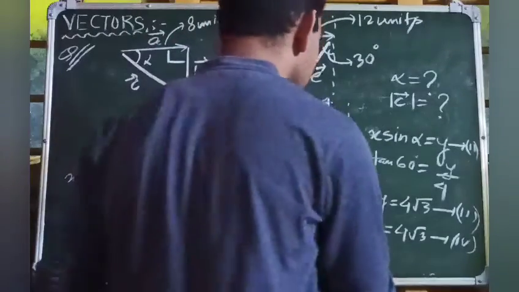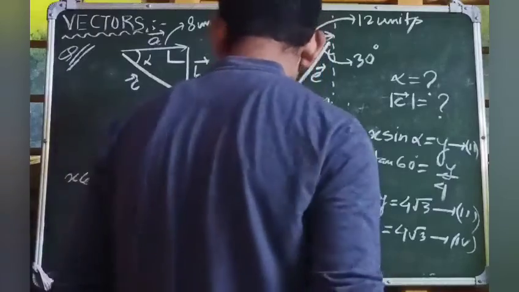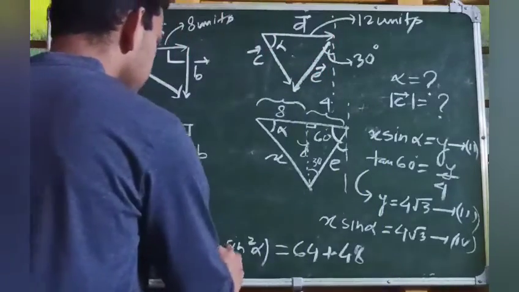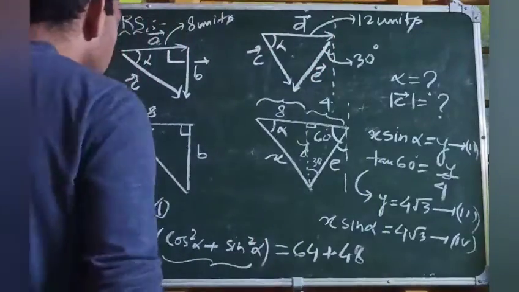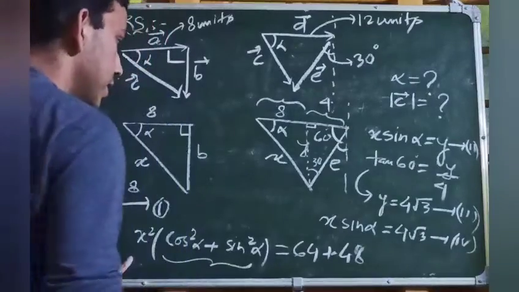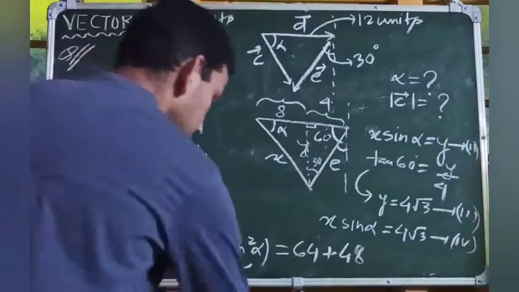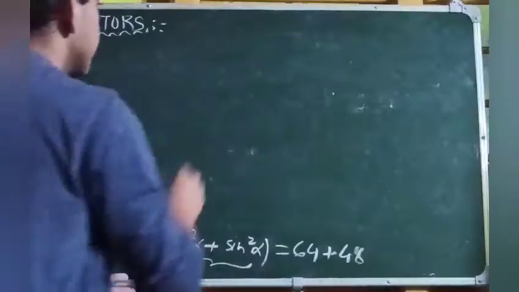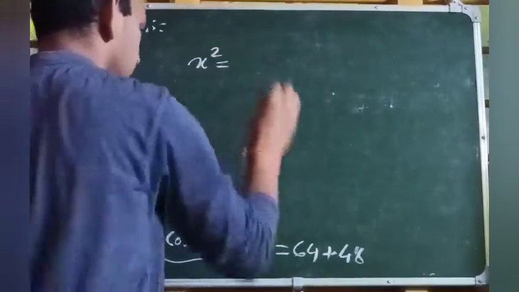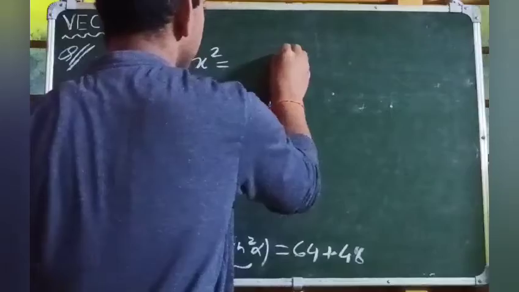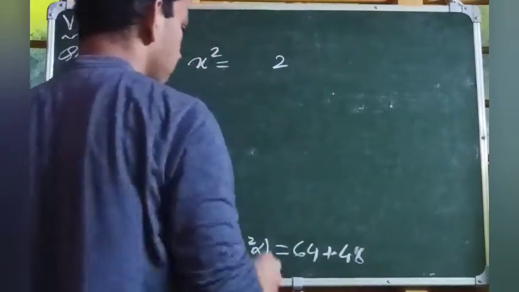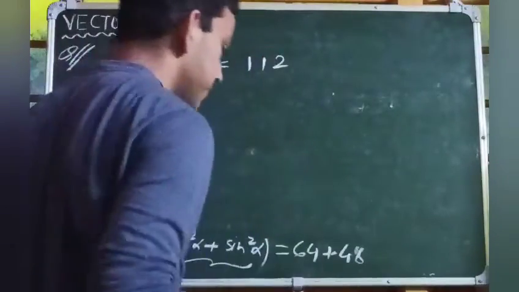48. The value of this expression is, as we all know, 1. So we can write x square is equal to 64 plus 48, which is 112.